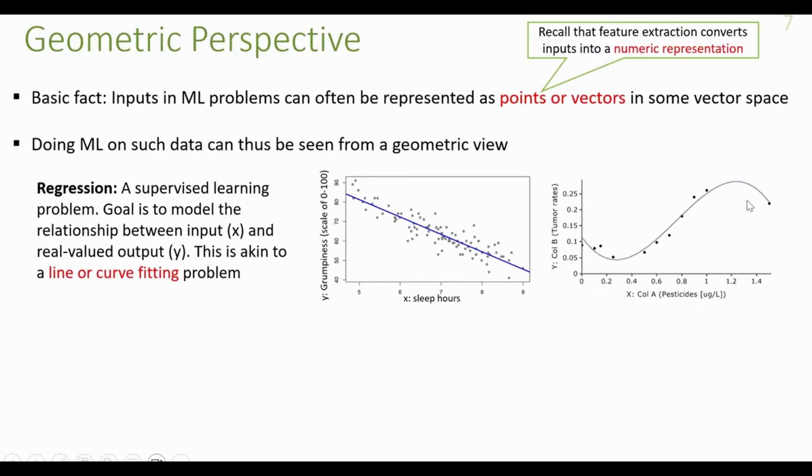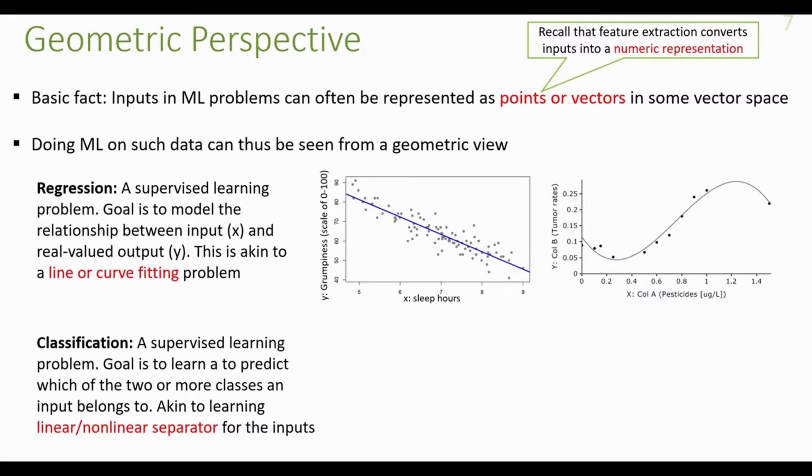So in 2D, we will fit a line. In 3D, we will fit a plane, right? And if you go beyond 3D, then we will fit a hyperplane. So line, plane, and hyperplane, depending upon the number of inputs, right?